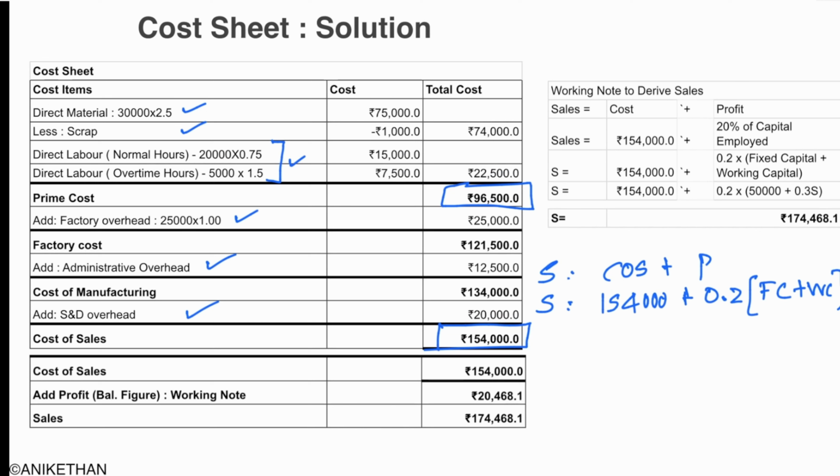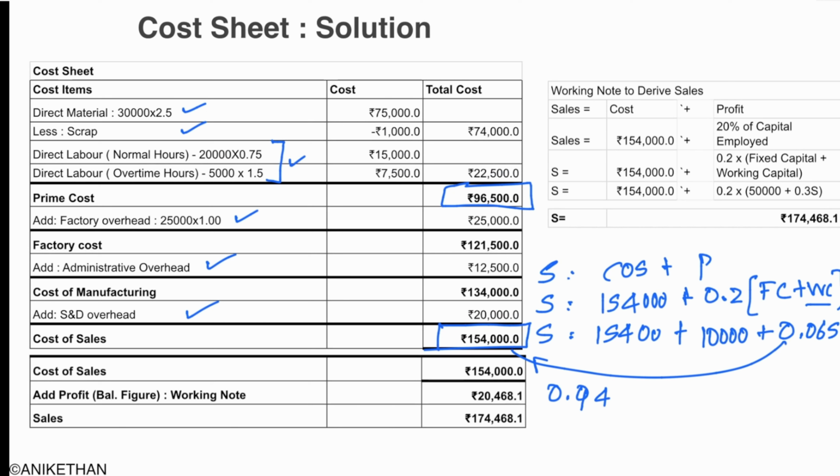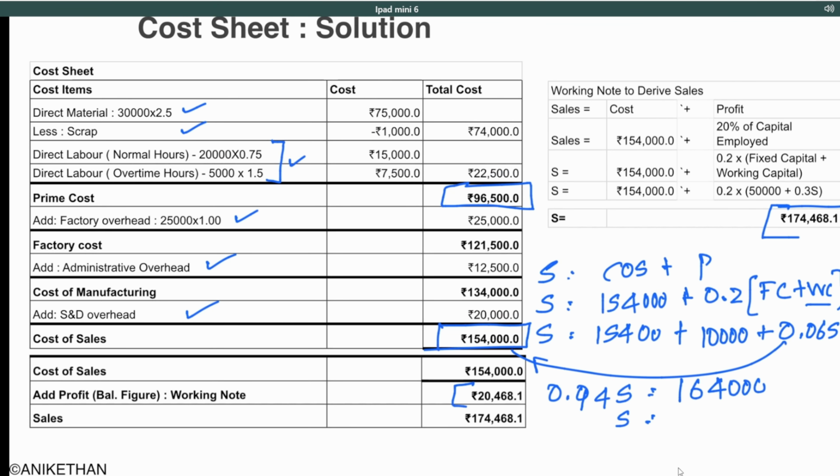So sale is equal to cost of sale is 154 plus profit is 20% of fixed capital plus working capital. Fixed capital is 50,000. So 50,000 into 0.2 is 10,000 plus working capital is 30% of sales. So I will represent working capital as 0.3S. So 0.3 into 0.2 becomes 0.06S. So if you take this sales on this side, this will be 0.94S is equal to 1,64,000. So S becomes 1,74,468. So once you know sales and cost of sales, the balancing figure will be your profit. Hope you have understood. This is a simple problem.